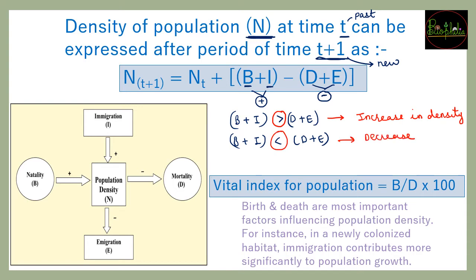So it is very important to understand how the birth and death rates affect the population density. This is also a very important NCERT graph that can be asked to you to fill up. So whatever is leaving the population or dying will try to decrease the population density. The vital index for a population is the birth rates divided by the death rates into 100. So for that reason, births and deaths are very important factors which influence the population density.